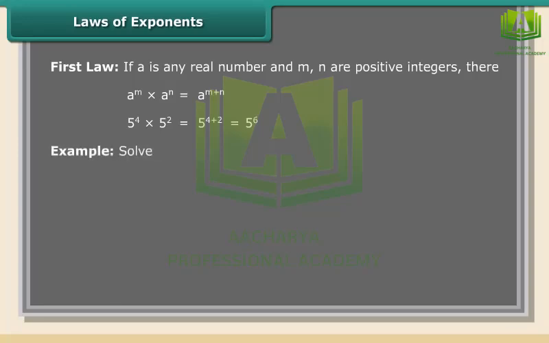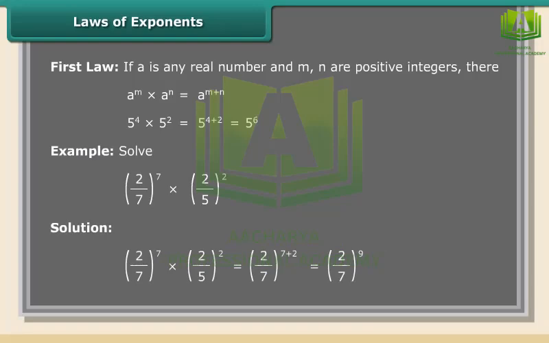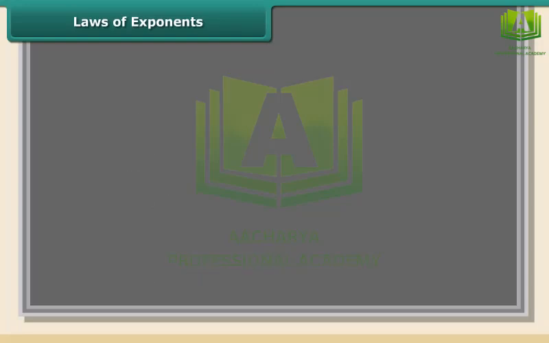Example. Solve (2/7)^7 × (2/5)^2. Solution. (2/7)^7 × (2/5)^2 is equal to (2/7)^(7+2), which is equal to (2/7)^9.